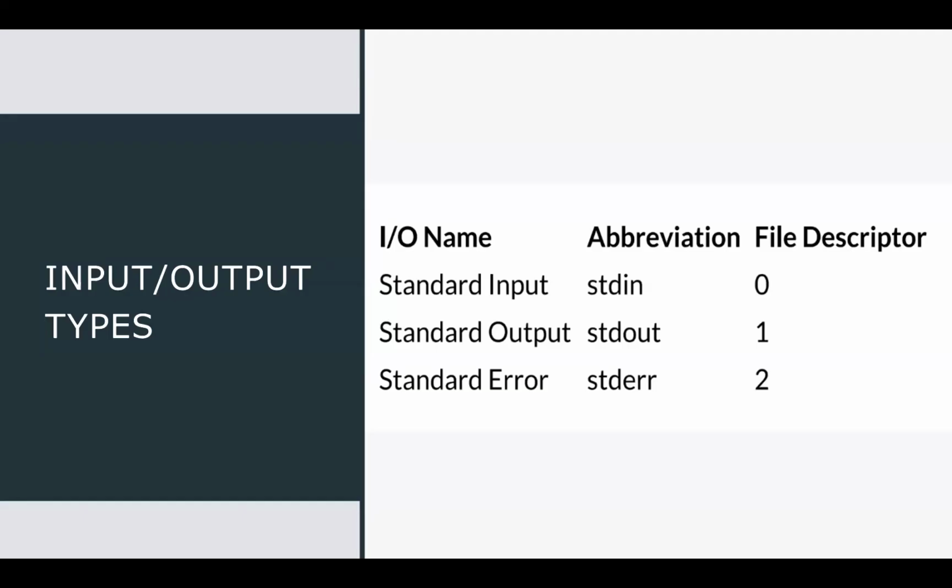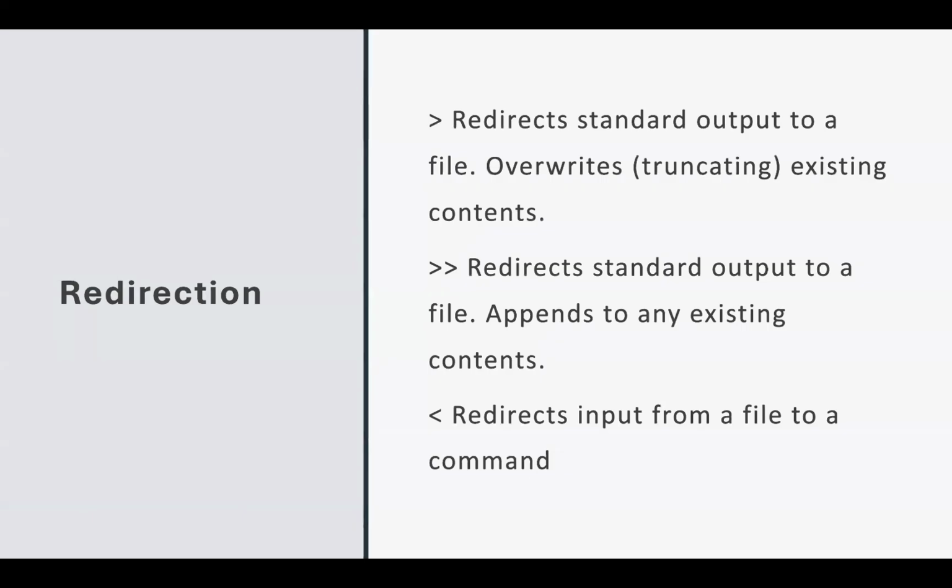This abstraction allows you to do some powerful things, like take the standard output of one command that would normally be displayed to your screen and use it as the input to another command, or even redirect that output to a file. Use the greater than sign to redirect output and the less than sign to redirect input. The greater than sign redirects output from a command to a file, while the less than sign redirects input from a file to a command.